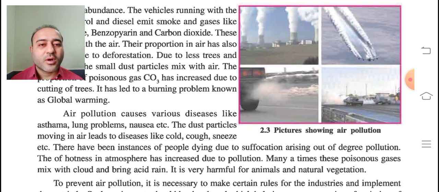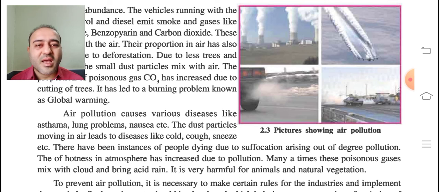The amount of hotness in the atmosphere has increased due to pollution. Many times, these poisonous gases mix with clouds and bring acid rain. We have seen this also. If you have noticed clearly, during the summer season, if you go to the terrace for sleeping, and there are white colored tiles, you might find yellow color spots everywhere on the terrace, on the tiles, and many times on our cars and vehicles also, right?